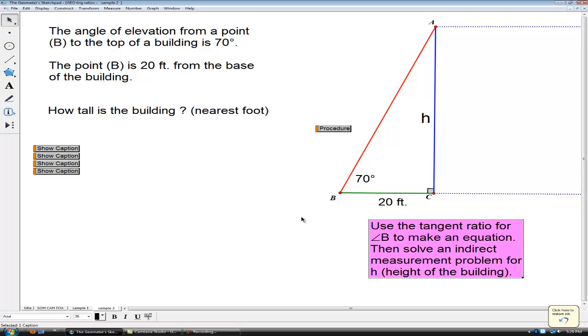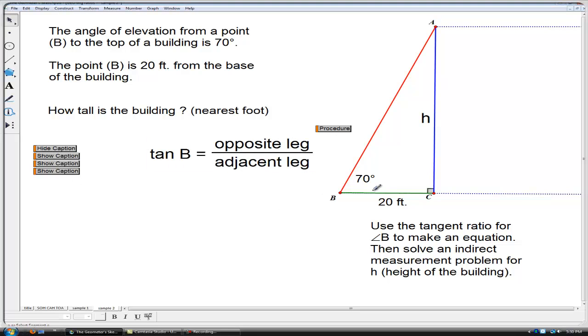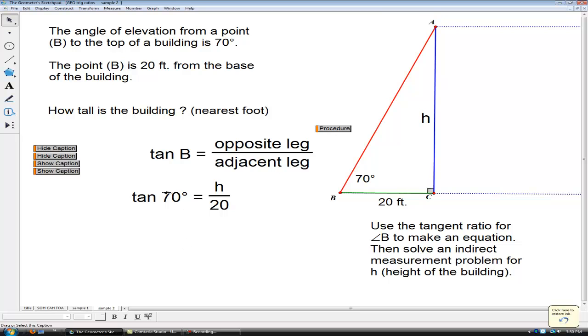So for the procedure, we will use the tangent ratio for angle B in order to make an equation. I'm solving for the opposite leg, I'm given the adjacent leg. So since I don't know the hypotenuse and I'm not trying to find it, I would not be using sine or cosine since both of those ratios involve the hypotenuse. The tangent involves only the opposite and adjacent legs. So my first step, set up an equation. Tangent of angle B is the opposite over the adjacent. Then substitute. Angle B is measured with 70 degrees. H is the missing value I'm trying to get, and 20 is the adjacent leg. Multiply both sides by 20, and then it is time to get out the calculator.